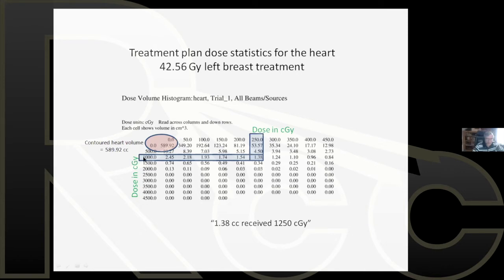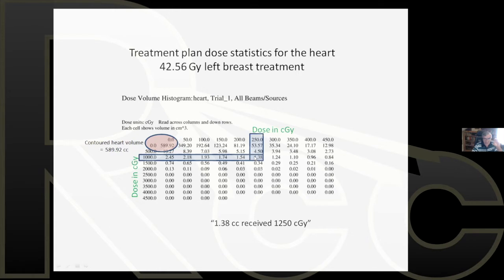So let's look at 1000 centigray. And then you come down in this column, 250 centigray. So if I was reading this, I would say 1.38 cc's received 1000 plus 250 or 1250 centigray. So this is the way you calculate those bins, those little bins that I talked about. It's calculated this way by looking at how much volume got how much dose.